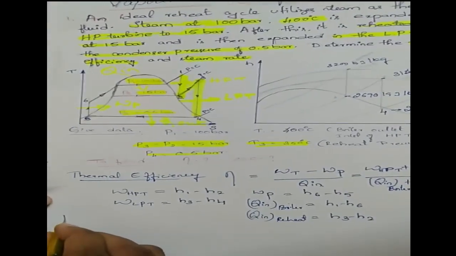That's all about the Mollier chart. So now I am going to solve the problem. I'll just write here. So what is H1?